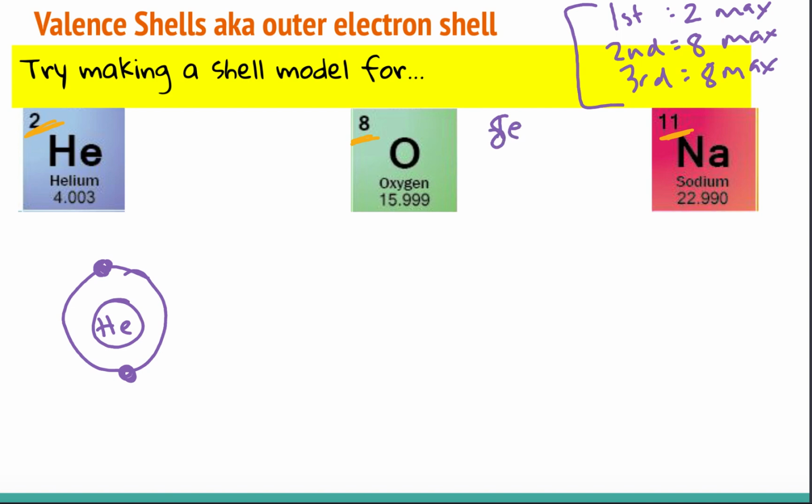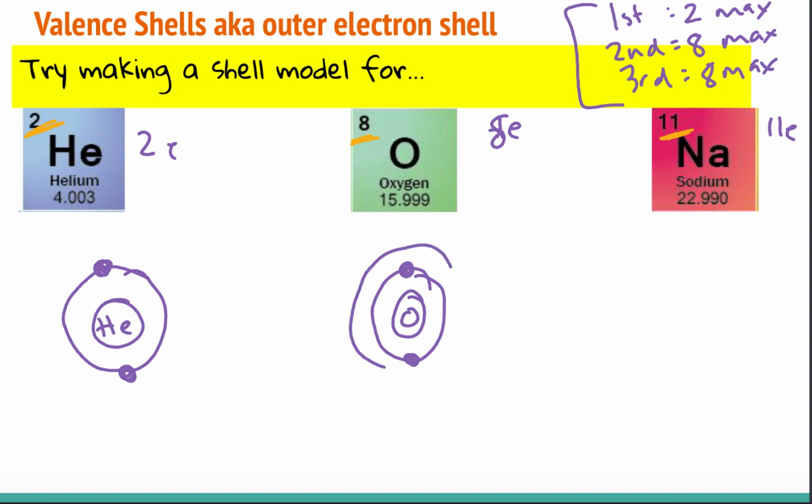So 8 electrons, 2 electrons. This one has 11 electrons. So in this case here, I'm going to start with my oxygen. All right, now let's add the electrons. So my first shell can only hold a maximum of 2 electrons. So now I need a second shell, so I'm going to draw a new ring around it. And now I'm going to add the remaining electrons on that shell.